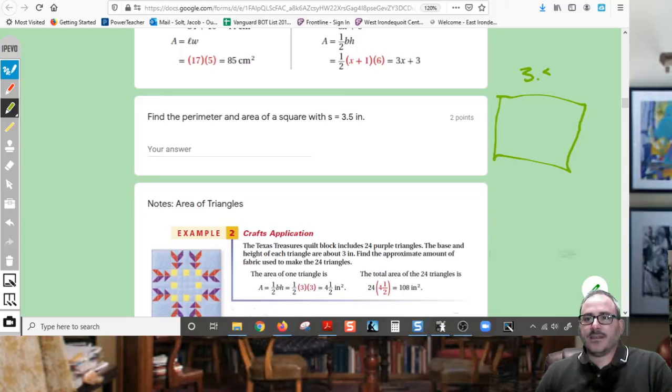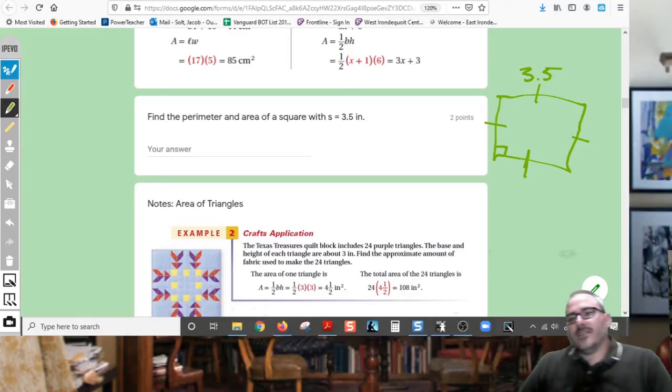But here's a little sketch of this square. This little hash mark symbol, I put one on each side. That means that each side is the same length, okay? All right. And that means that all the angles are 90 degrees. I want you to find the perimeter and area of this square here with a side length equal to 3.5 inches.